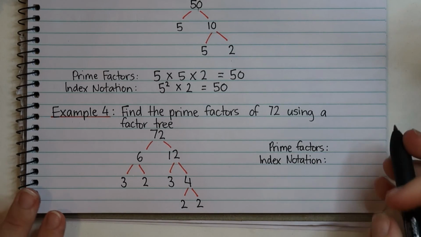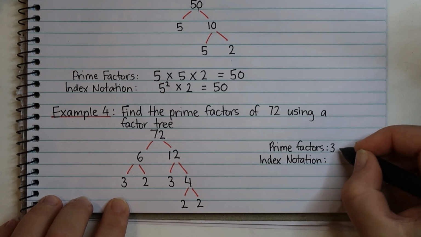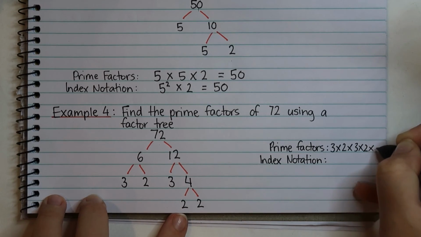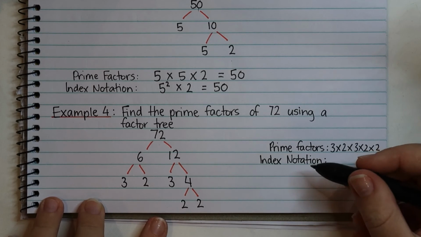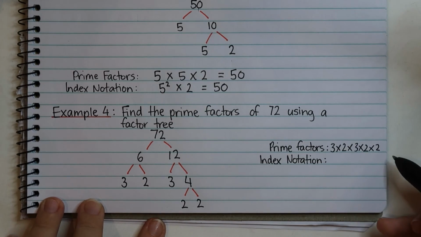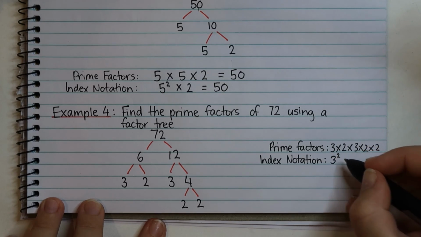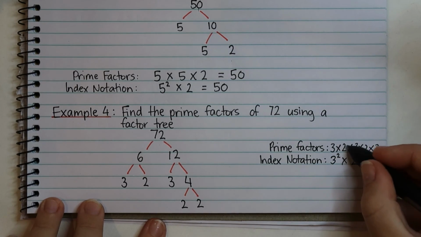So my prime factors will be 3 times 2 times 3 times 2 times 2. And writing this in index notation, let's group our like terms together. So we have 3 to the power of 1, 2 times 2 to the power of 1, 2, 3.